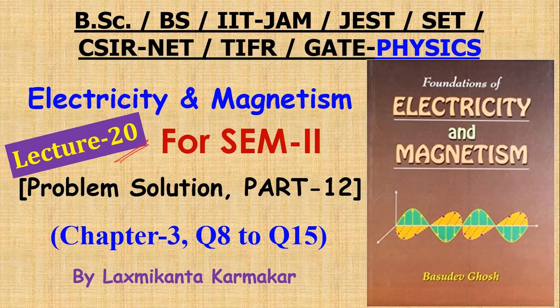This is lecture 20. We have already covered 19 lectures to solve the problems of the Electricity and Magnetism book by Vasudev Ghosh, as well as part of electrodynamics from D. J. Griffiths, that is chapter 2 of Griffiths and chapter 1 of Electricity and Magnetism by Vasudev Ghosh. Chapter 1, chapter 2 and chapter 3 questions 1 to 7 were already covered in the previous lectures.